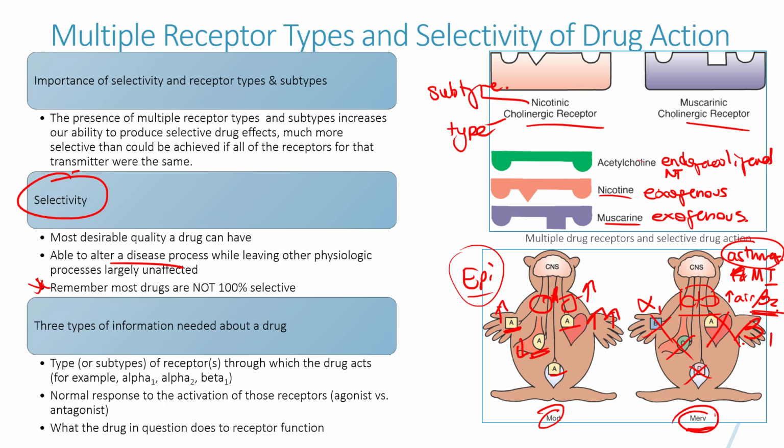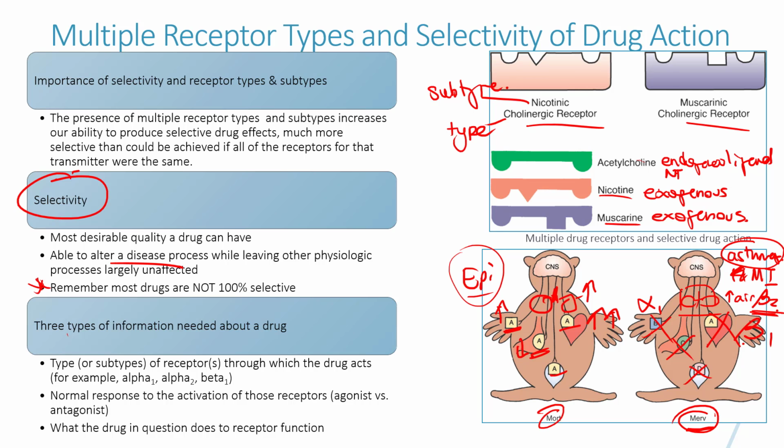You remember, most drugs are not 100% selective. If you have someone who's an asthmatic inhale a much larger than normal amount of beta 2 agonists, it can actually get into the systemic circulation and affect other receptors, other adrenergic receptors. All right, so again, we'll look at that as we go along.